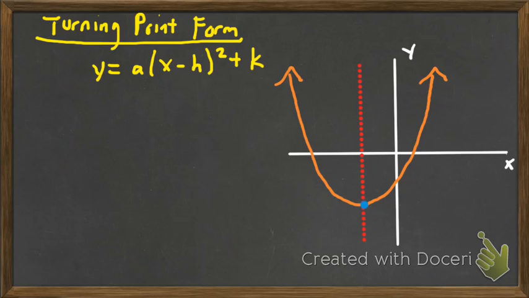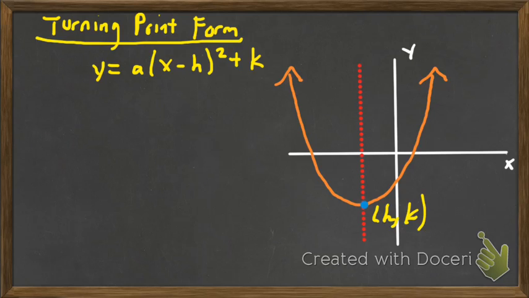Alright, and the major thing that you automatically know about the graph of a parabola if you have its turning point equation is you know where the vertex is, right? Or the turning point. That's what turning point form is supposed to do. The values of h and k tell you the vertex. So that point right there would have to be at h comma k.